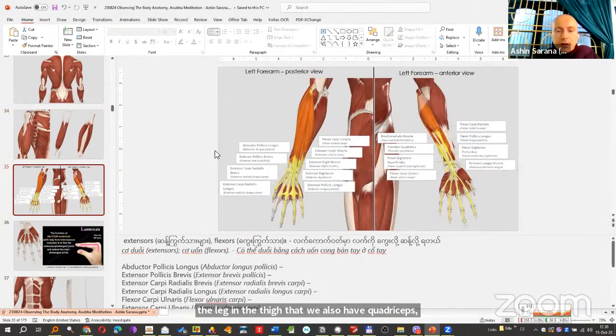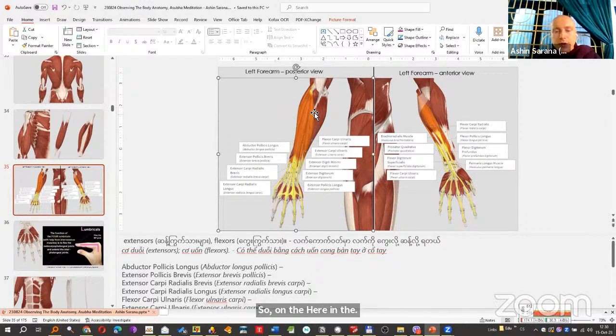Now here, we will not be going through each and every muscle. The idea here is that I want to show you how there are these flexors, which help the hand flex, and how there are the extensors, which help it extend. So in the posterior view, so we are looking from the back, you can see highlighted all of the muscles that are the so-called extensors.